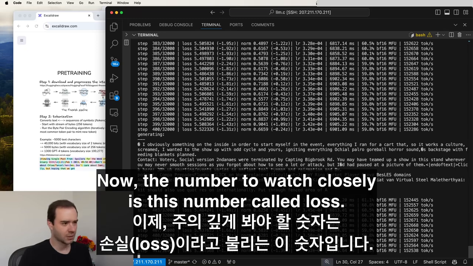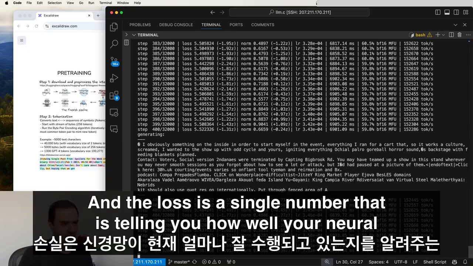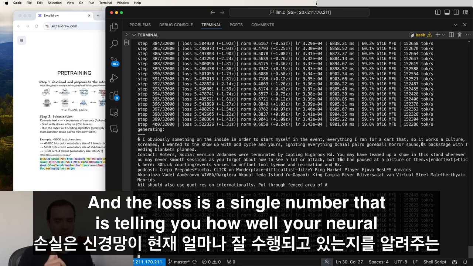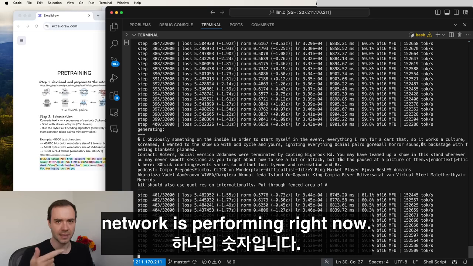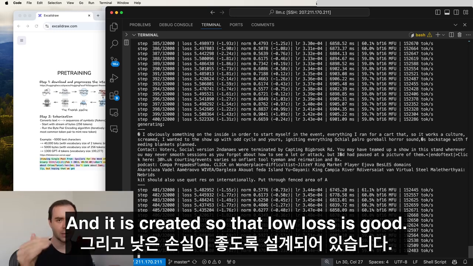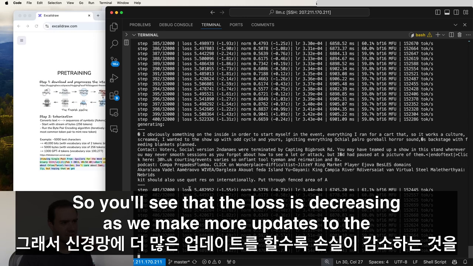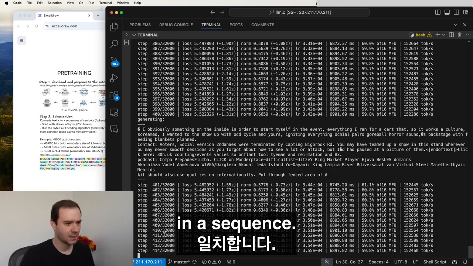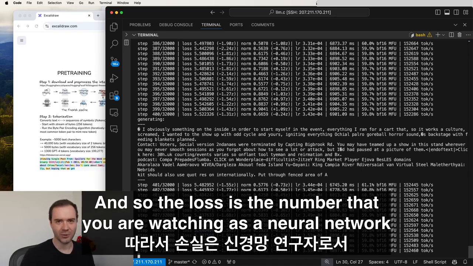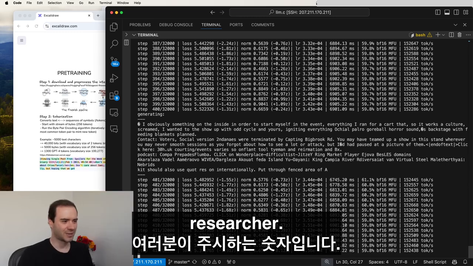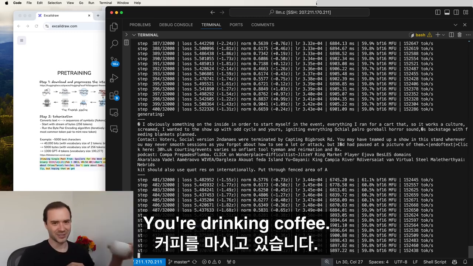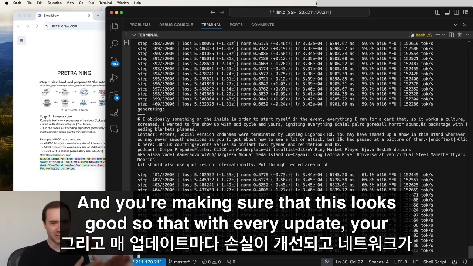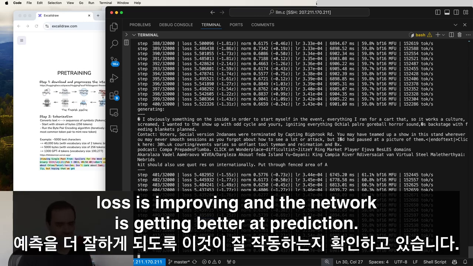Now, the number to watch closely is this number called loss. The loss is a single number that is telling you how well your neural network is performing right now. It is created so that low loss is good. So you'll see that the loss is decreasing as we make more updates to the neural net, which corresponds to making better predictions on the next token in a sequence. And so the loss is the number that you are watching as a neural network researcher. You're kind of waiting, twiddling your thumbs, drinking coffee, and making sure that this looks good, so that with every update, your loss is improving and the network is getting better at prediction.